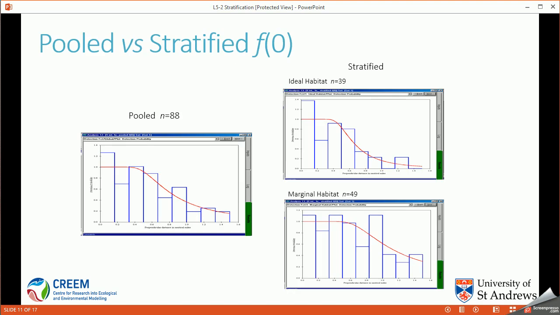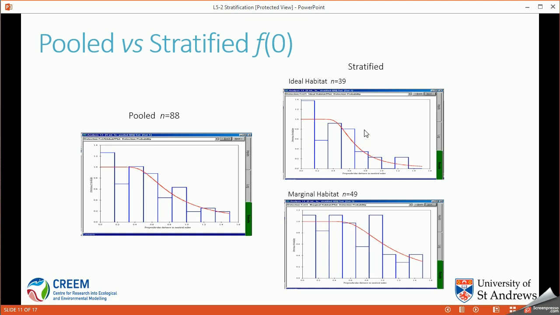How do we decide whether to pool or stratify the f(0)? So how would we decide whether to estimate 3 f(0)s or just one pooled f(0)? Well, we're going to look at an example in which we have only 2 strata. This is the data set that we looked at part of previously. And we've done one analysis, shown on the left here, where we've pooled all the data. We have 88 observations. And when we fit a detection function, the red line, to the pooled observations, that's the blue histogram in this picture, that's the fit there.